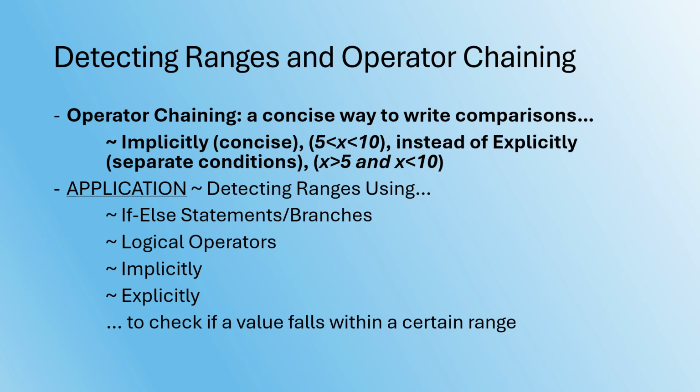Another emphasized concept in this chapter was detecting range and using operator chaining. For operator chaining, it's saying that there's a concise way to write comparisons. Implicitly, which is the concise way, is putting it all in one line. Example: 5 < x < 10. Instead of explicitly, where you show separate conditions, saying x > 5 and x < 10. Both things mean the same thing, but implicitly, concisely showing it is more efficient.